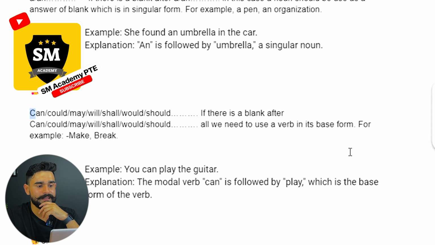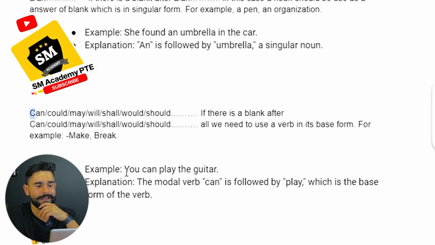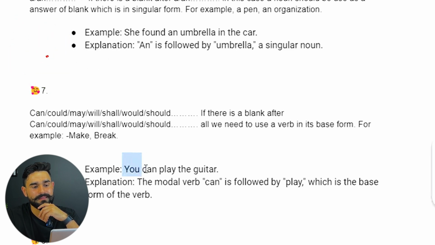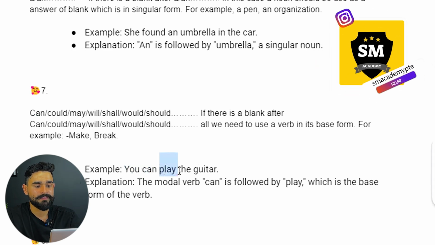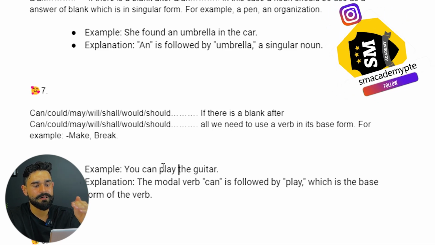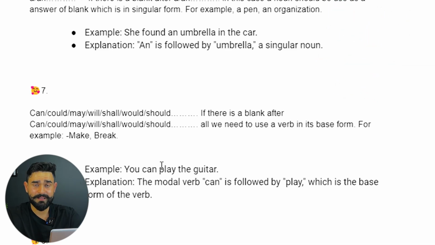Let's have a look at the example as well. Like, you can blank the guitar. Play is a verb, guys. That's the base form of the verb. If there is a blank after can and then the guitar, you can put play over here. Play is the verb, so you look for the verb if there is can, could, may, will, shall, should, if there is a blank after that.